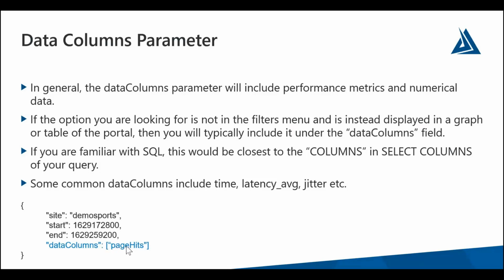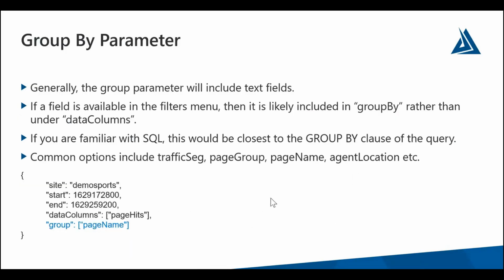We're just going to throw in page hits down here, and that just means how many tests ran, right? All right, and the last required parameter is the group or group by parameter. This is typically text fields. If a field is in the filters menu, then it's likely a dimension that we can group on. So if you're familiar with SQL, this is the group by clause of the query, or closest thing to it, you can think about it that way.